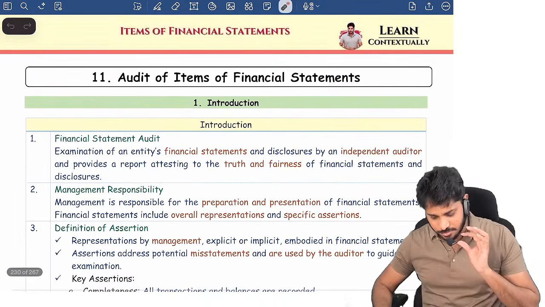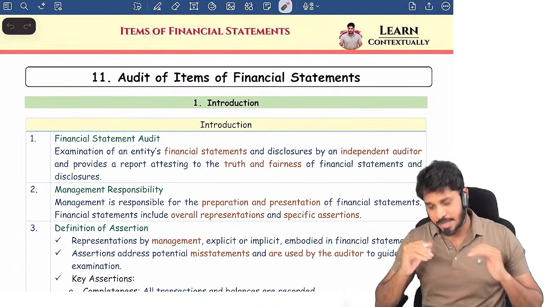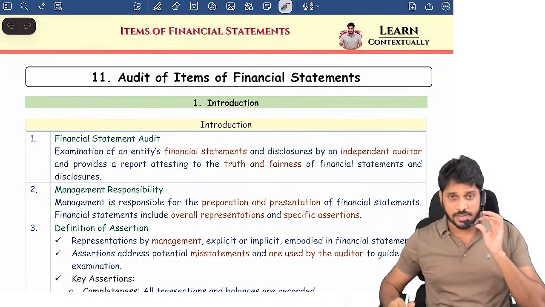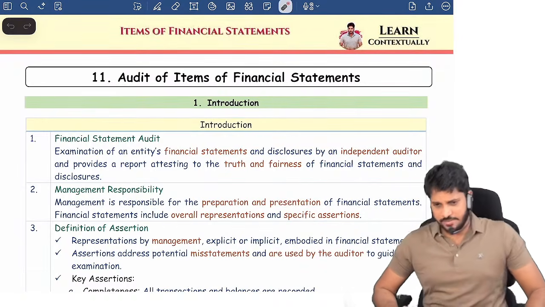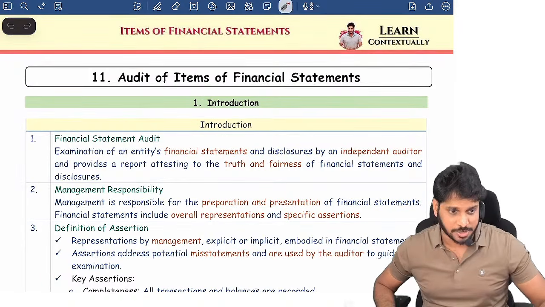Now, first I will cover items of financial statements for the day. If time permits, I will also take different types of entities. I don't have an issue. I will cover different types of entities once we successfully finish this particular topic.